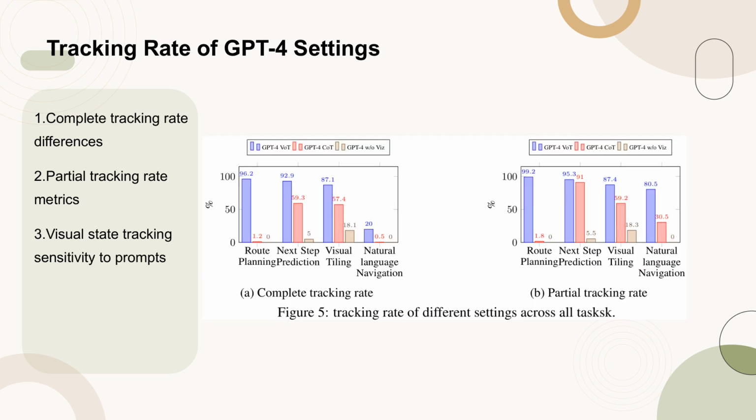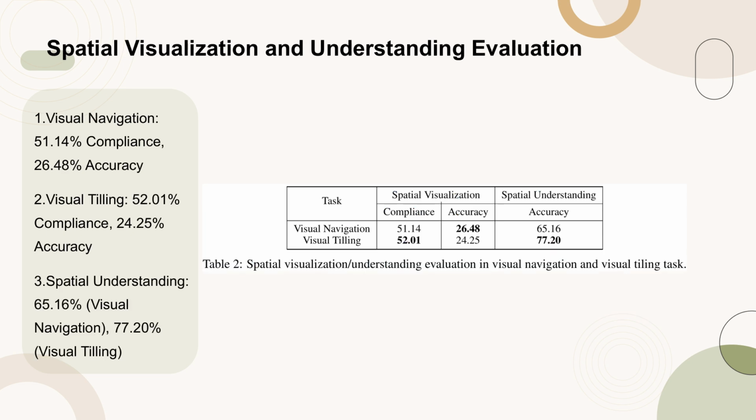Figure 5 illustrates the tracking rates of various GPT-4 settings across multiple tasks. It highlights the significant differences in complete tracking rates, where GPT-4 COT shows high tracking across almost all tasks except route planning. The figure also presents partial tracking rates, indicating at least one visualization before final answer generation. Additionally, it demonstrates how visual state tracking behavior varies with different prompts, emphasizing the importance of explicit visualization prompts for improved tracking and performance.